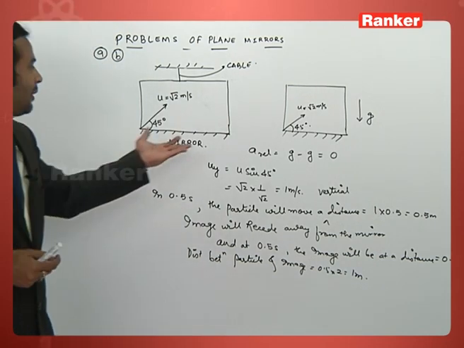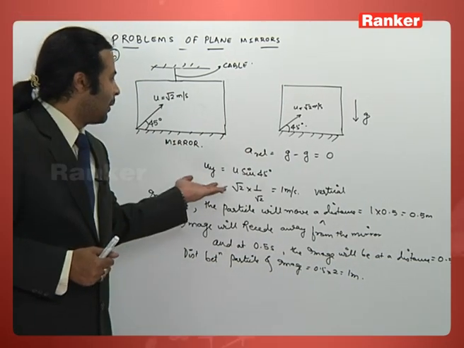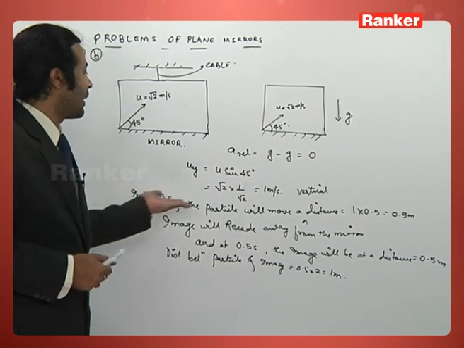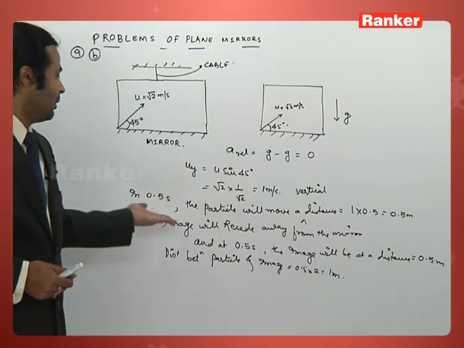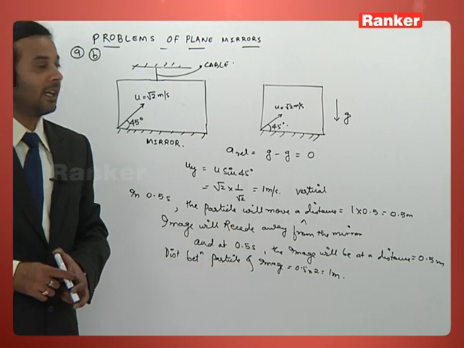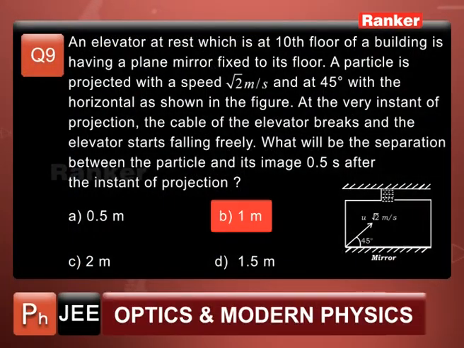It's a simple question where the vertical component of the particle's velocity is 1 meter per second, and in 0.5 seconds we find the vertical distance, and the image will recede away the same distance, and the total distance between the particle and the image is 1 meter.